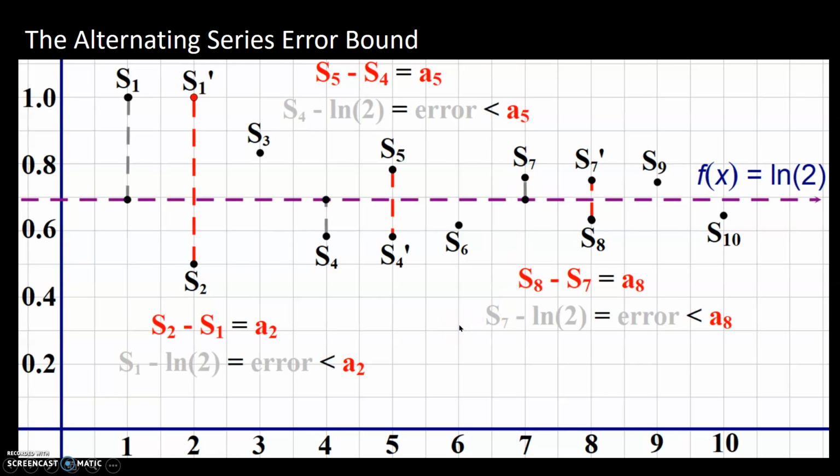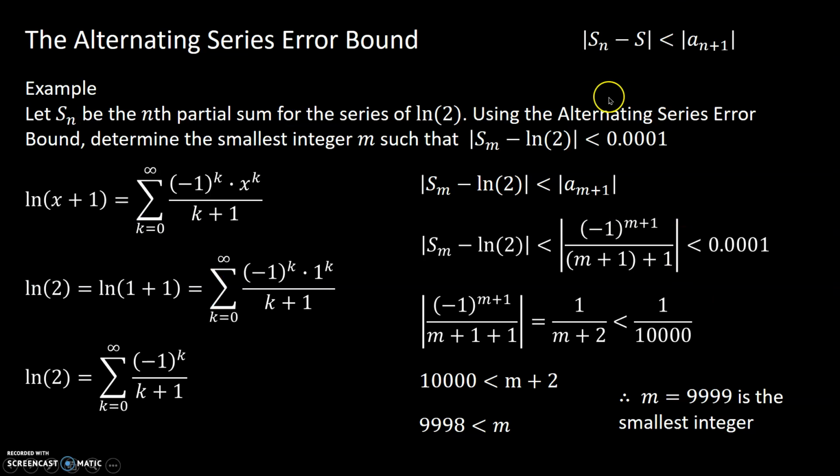So if we put these 3 steps together, what we're seeing is that the nth partial sum always has an error less than the next term in this series. So the fourth partial sum's error is less than A5, while the seventh partial sum's error is less than A8. And that gives us a really nice formula moving forward. We see here the general idea for the alternating series error bound. The nth partial sum's error is less than the next term in the series. And that's very clear visually.